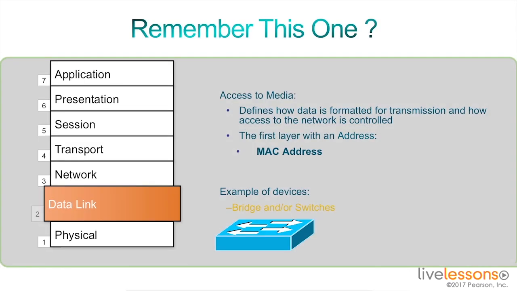In this lesson, we're going to revisit the data link layer. And the data link layer is actually the first layer where devices receive an address. This layer defines how data is formatted for transmission and how access to the network is controlled. And this is the layer that switches operate at. So let's explore that further.